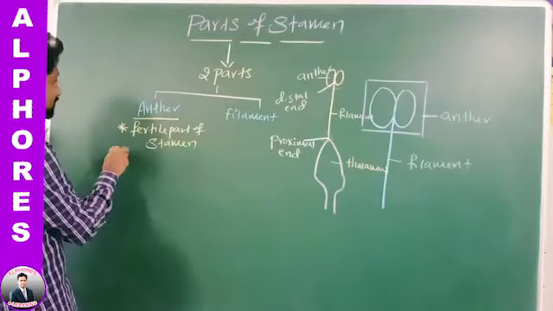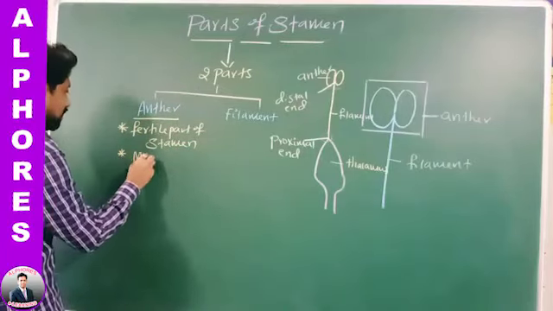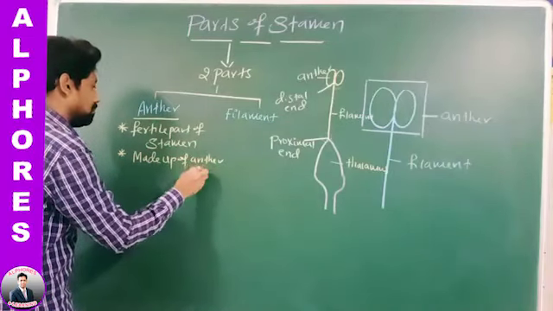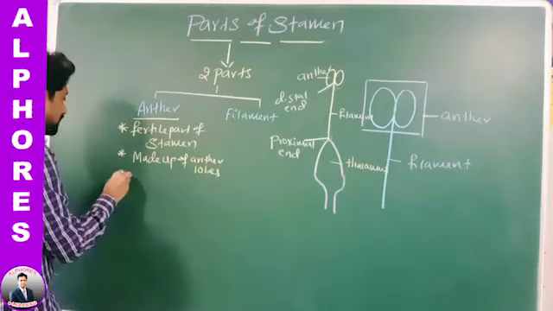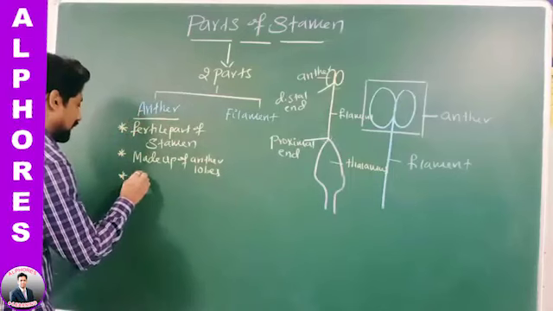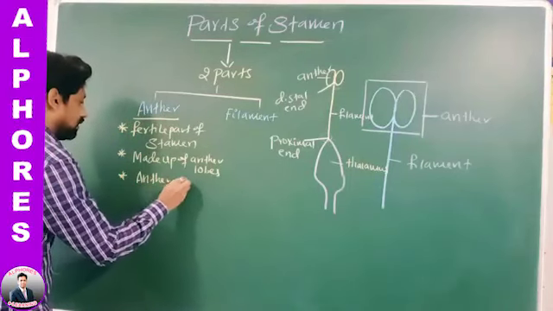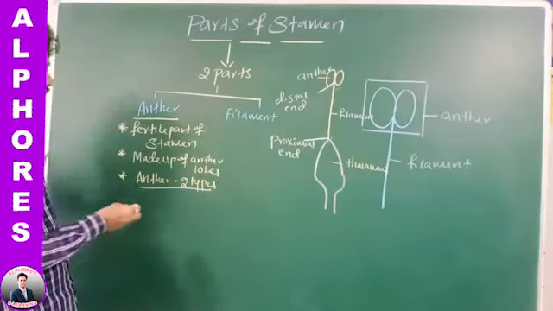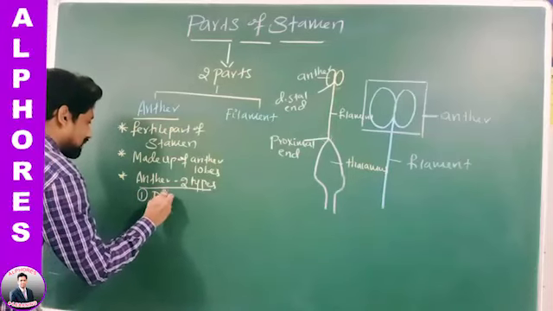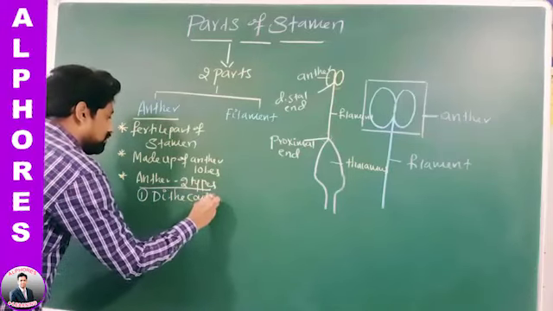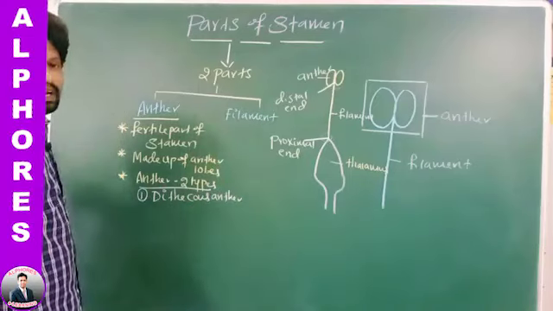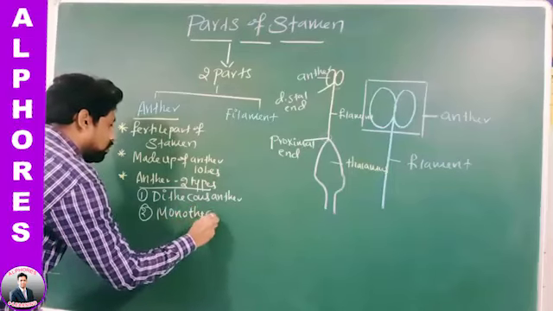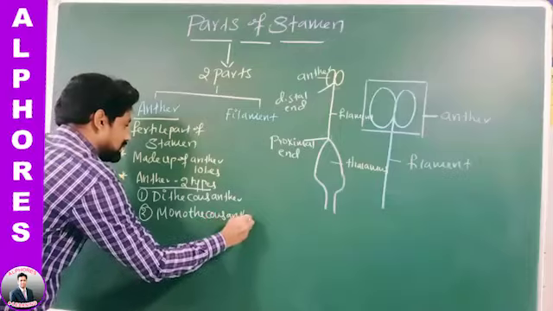This anther is made up of anther lobes. Yes or no? This anther is of 2 types. What are the 2 types of anther? The first one is dithecous anther. The second one is monothecous anther.